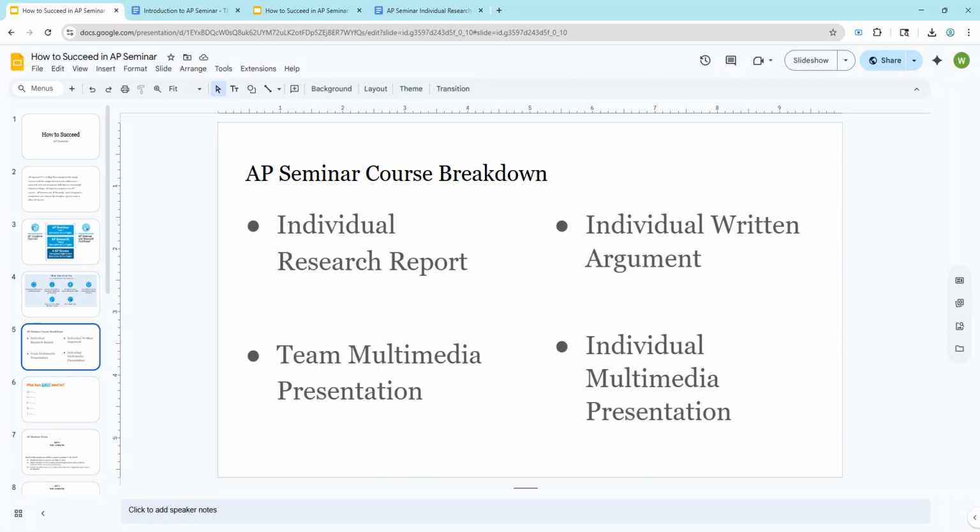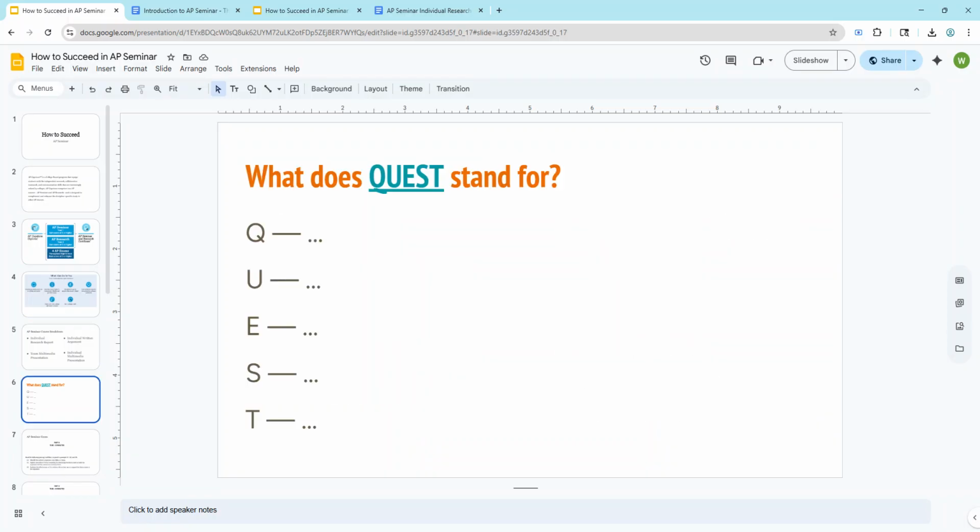The AP Seminar course breakdown includes Performance Task 1, Performance Task 2, and an end-of-year AP Seminar exam. For Performance Task 1, you'll be doing an individual research report and team multimedia presentation. For Performance Task 2, you're going to be doing an individual written argument and individual multimedia presentation. And everything will be revolving around the QUEST framework. So what does QUEST stand for?